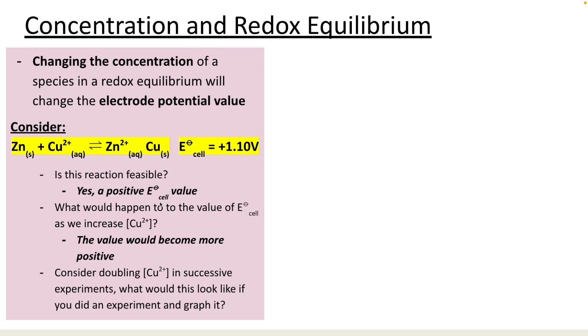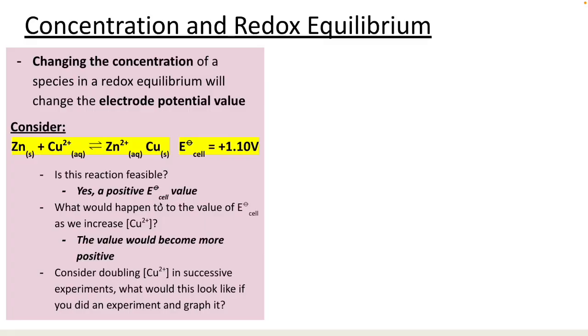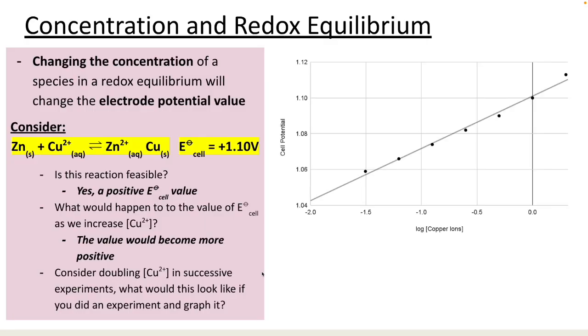So let's consider this experimentally. Let's say that we set up in the lab the galvanic cell with our zinc and our copper half cells, and we kept the zinc half cell under standard conditions, but we changed the concentration of the copper half cell, keeping the temperature constant. What would that look like? Well, it would look something like this.